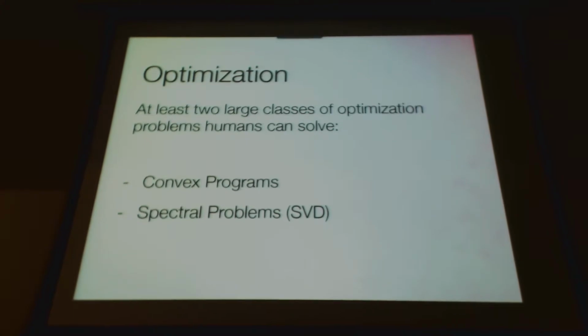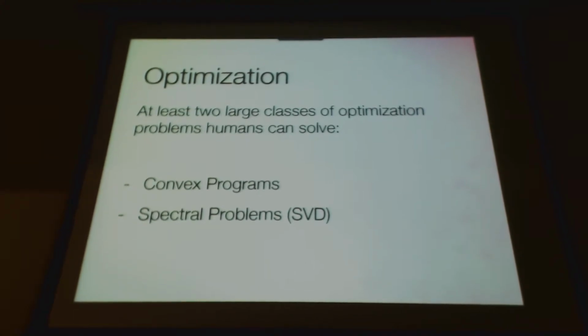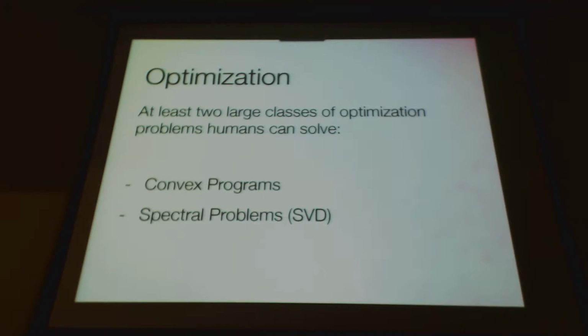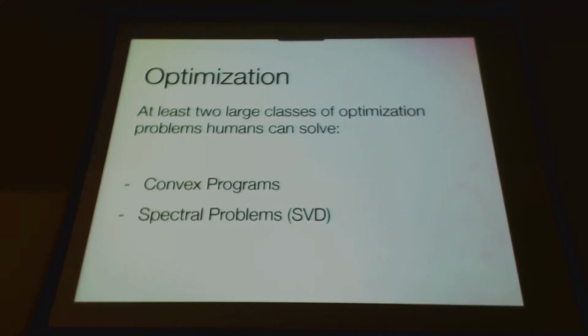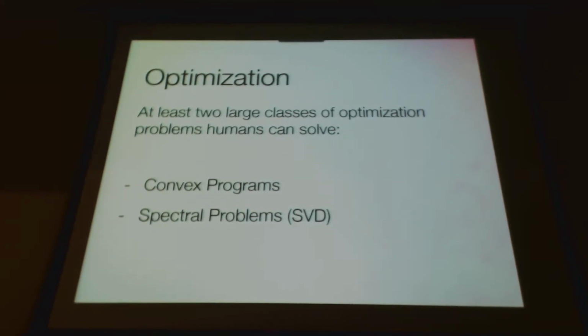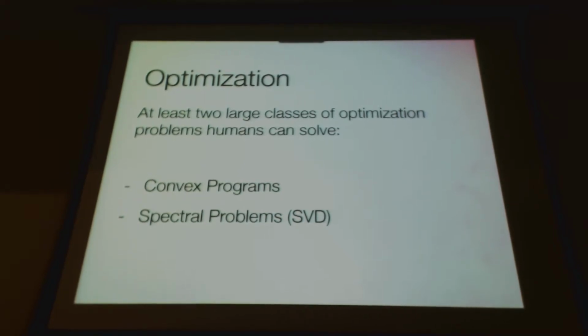Okay, so two large classes of optimization problems humans can solve are convex programs and spectral problems. And in fact, it's rather unfortunate. Outside of these classes, we have trouble solving optimization programs. What do we mean by that? It's difficult to provably say you've solved an optimization program unless you're solving one of these two types of programs. That's difficulties with math, difficulties with NP-hardness. It's just the way the world is.